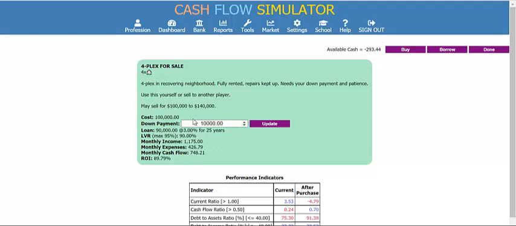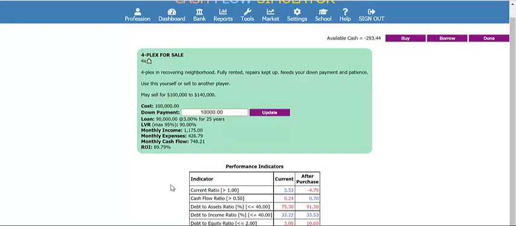My return on investment is now 89%, whereas before it was 47, I think. There we go. It was 47, and then when I make the down payment $10,000, it goes from 47% to 89% return on investment. And it also has some performance indicators of the asset itself. No, it has the performance indicators of where I am currently and where I will be after the purchase.